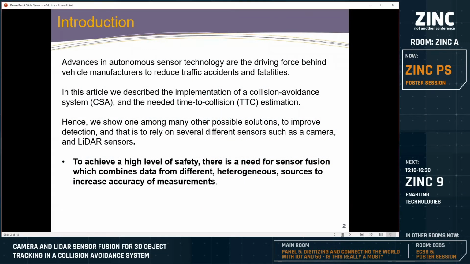Advances in autonomous sensor technology are the driving force behind vehicle manufacturers' efforts to reduce traffic accidents and fatalities. In this article, we describe the implementation of a collision avoidance system and the needed time to collision estimation. Hence, we show one among many other possible solutions to improve detection, and that is to rely on several different sensors, such as a camera and LiDAR sensor.